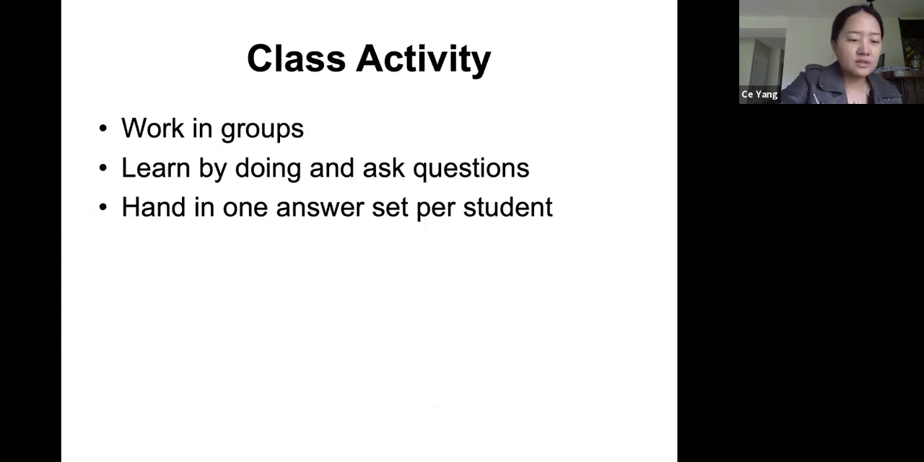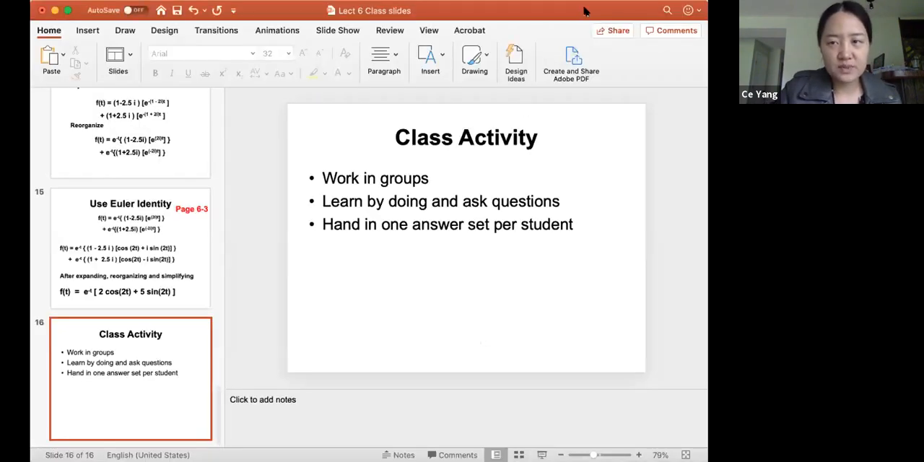And now, if you don't have any extra questions, we can work in groups for class activities, and you can discuss and ask questions by raising your hand. In the end, each of you will submit the class activity in the Canvas submission portal. So any questions?